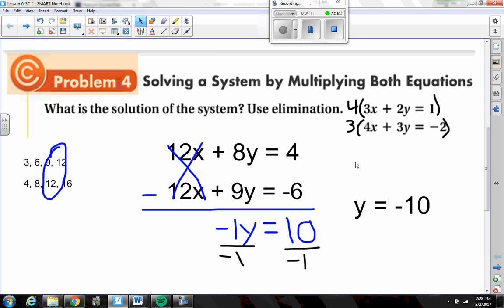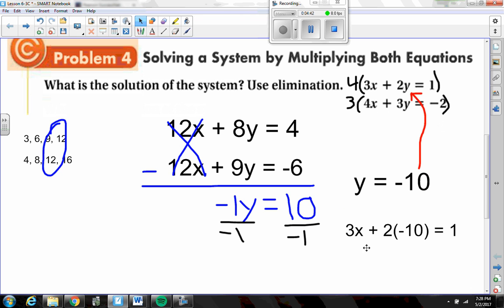When y equals negative 10, I just need to plug that back into one of my two original equations and solve for x. I'm going to plug it back into the top equation because those numbers are smaller, but it really doesn't matter which one we do. So when I plug it into that top equation, what that equation then says is 3x plus 2 times negative 10 equals 1. Now 2 times negative 10 is negative 20, so I have 3x minus 20, plus a negative is like minus, equals 1. 3x minus 20 equals 1.